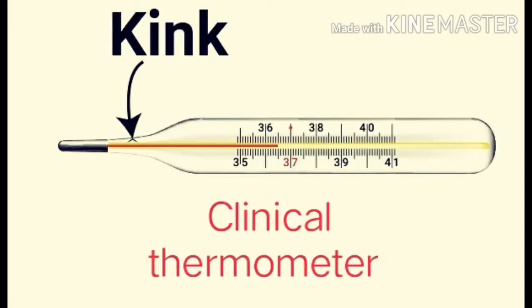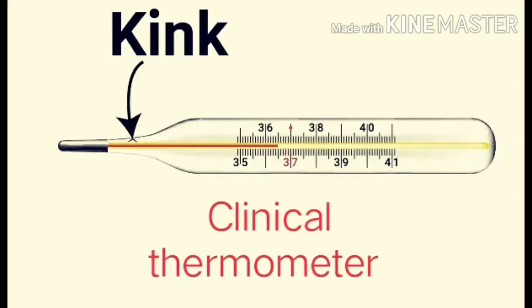The kink prevents the backflow of mercury into the thermometer bulb. When the thermometer bulb is removed from the mouth of the patient, the kink prevents the mercury level in the thermometer tube from falling on its own. So, even when the thermometer is removed from the patient's mouth, the mercury thread will be standing at the maximum level reached. Due to this, we can read the correct body temperature of the patient even after removing the thermometer.